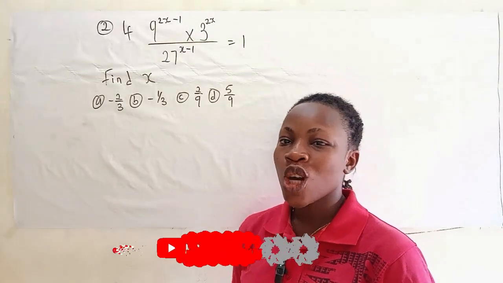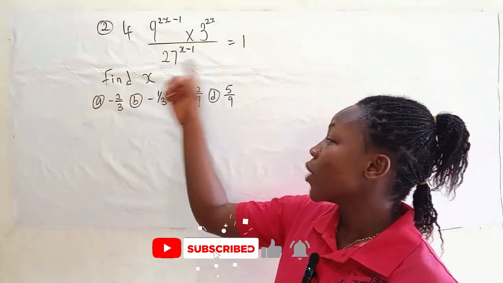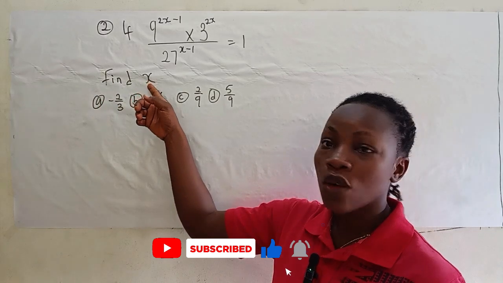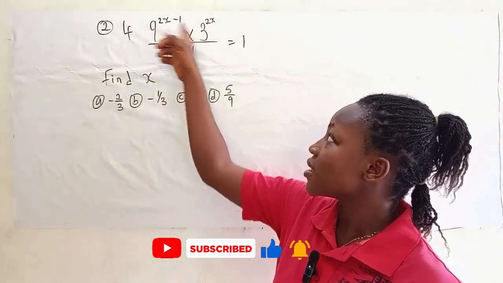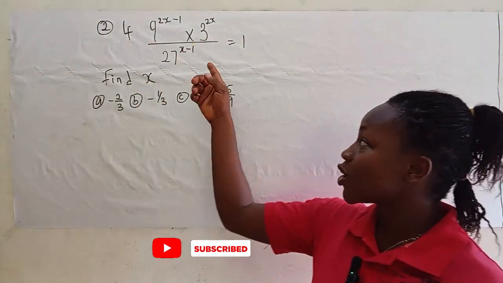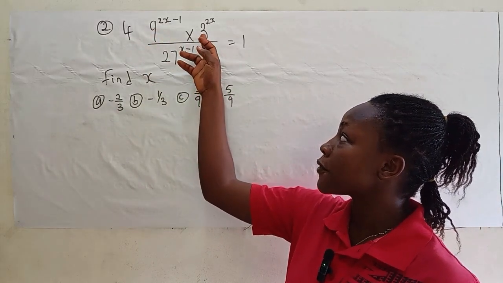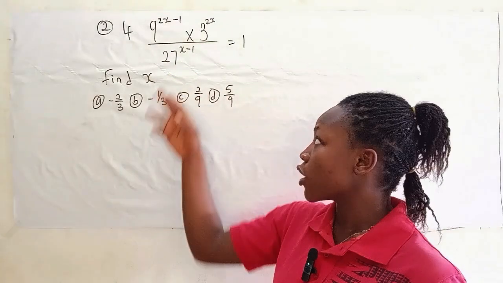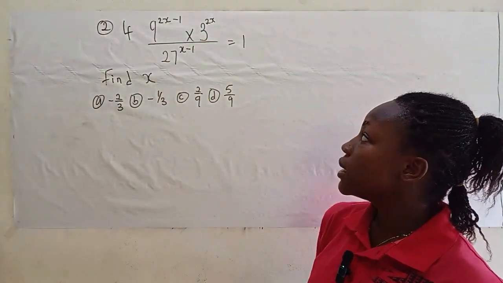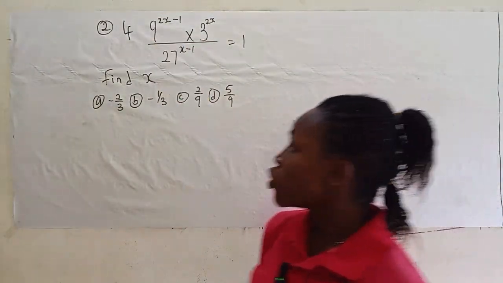Alright, this is question number 2, and here we are asked to find the value of x. That is this x here. So what we are going to do, we have to change this to be in this form. That is the powers of 3.